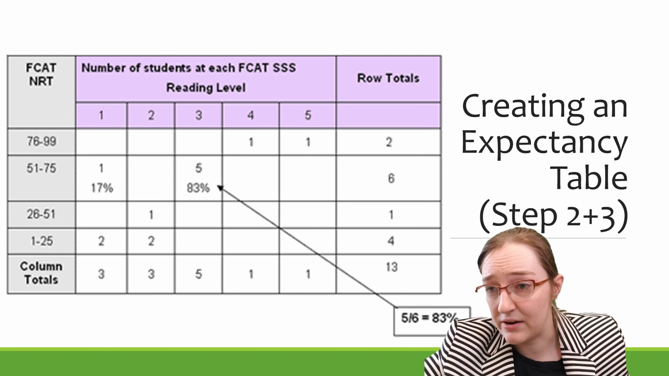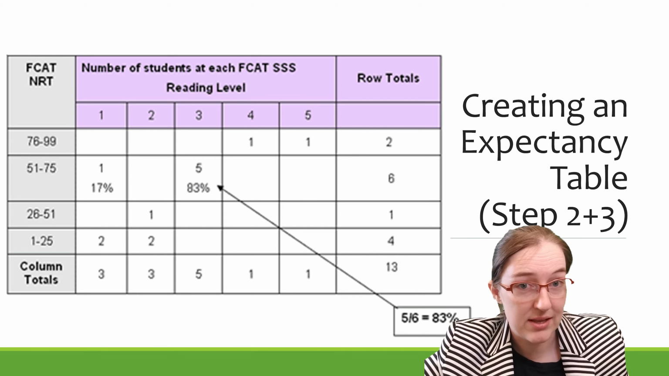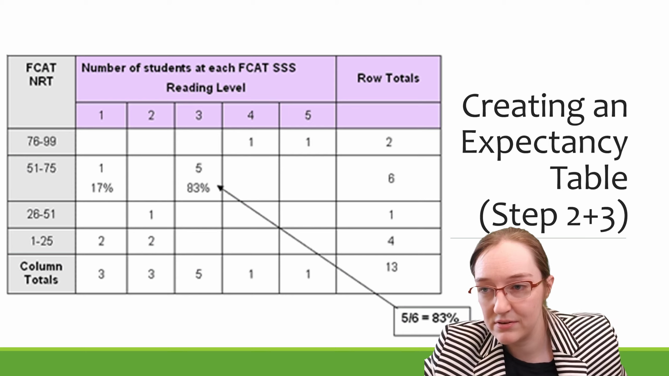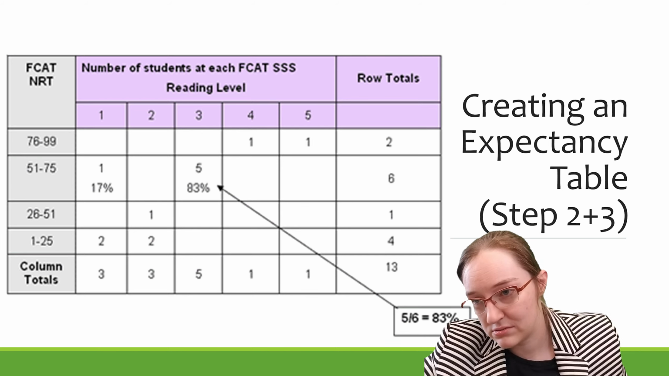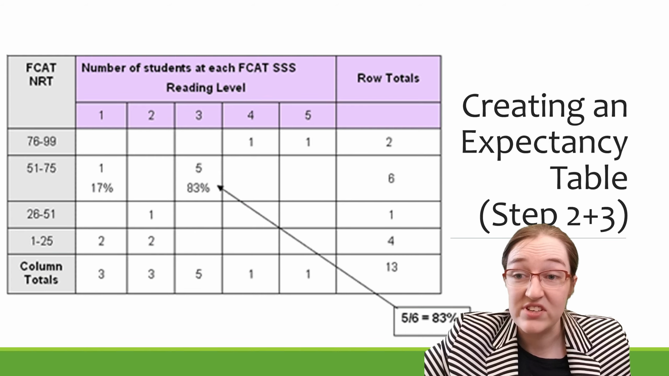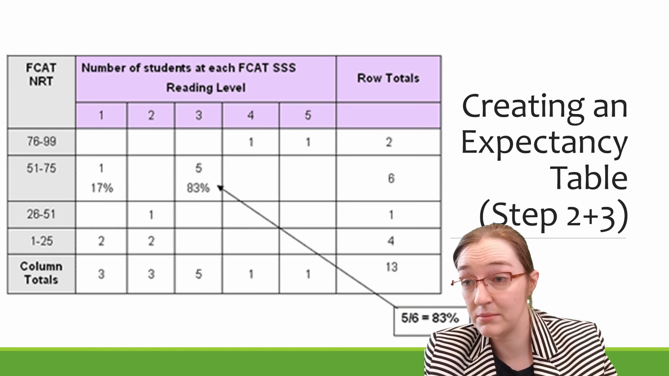essentially, 5 out of 6 scored at the 3rd reading level versus 1 out of 6, so 17% scored at the lowest reading level. And so we've detailed all the totals here, and you can fill in the rest of them.